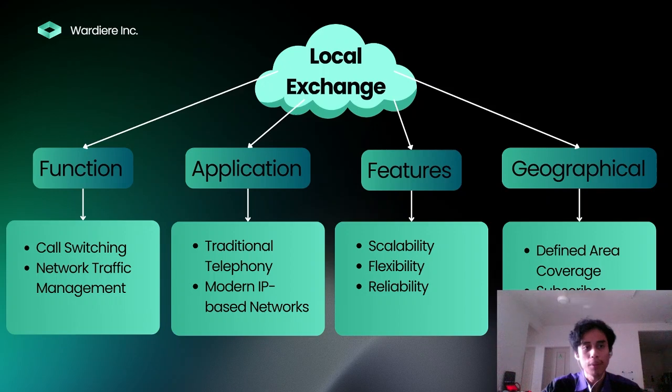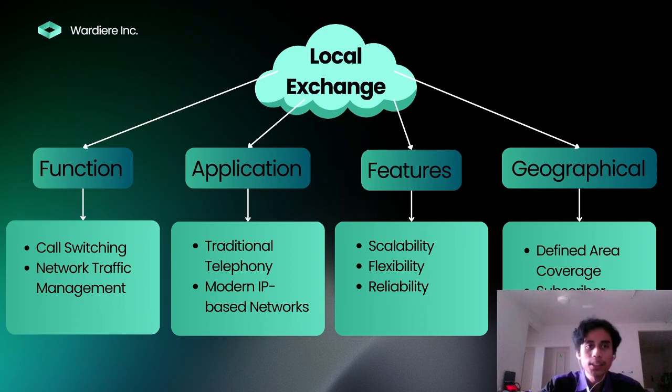And this is our introduction to the local exchange. We can divide it into four parts: its function, application, features, and geographical aspect. The function is that it can be used for code switching and for network traffic management. The application of the local exchange is that it can be used in traditional telephony or in a modern IP based network.